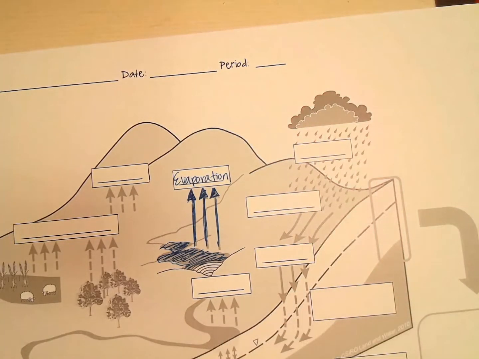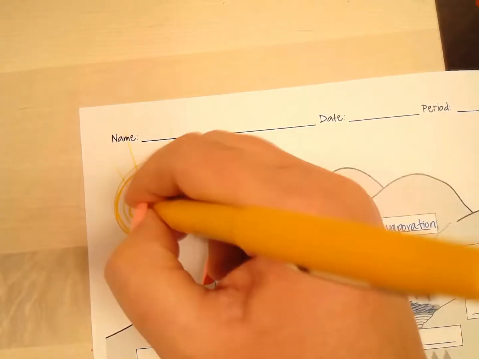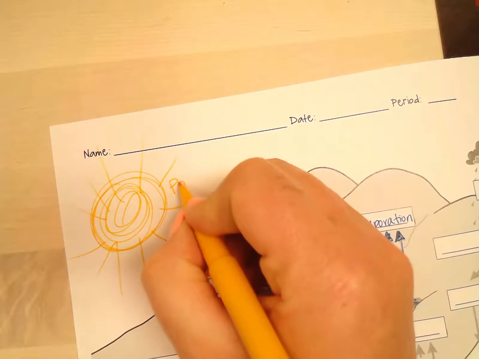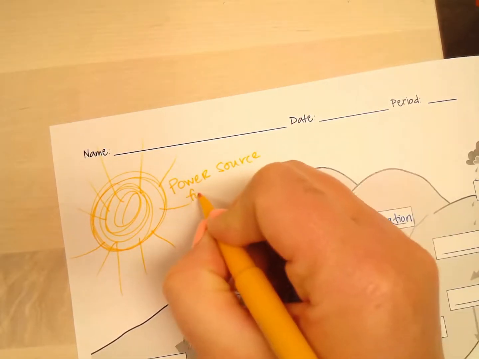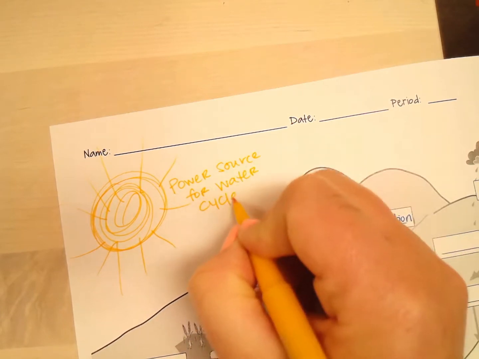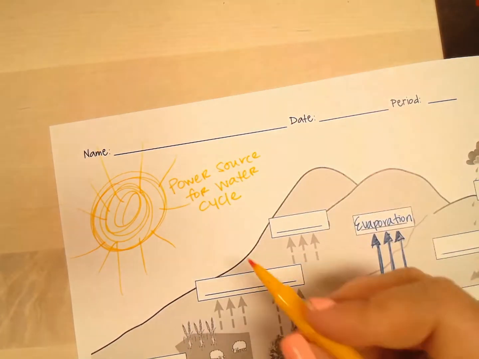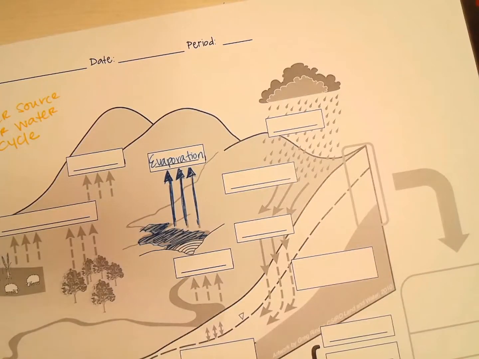And what is the power source of evaporation? The power source of evaporation is going to be sunlight. So we're going to, over here on this side, draw our big sunlight. This is our power source for the water cycle. And I did that in yellow. Okay. All right, so we've got evaporation here.